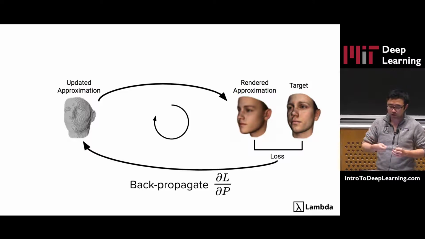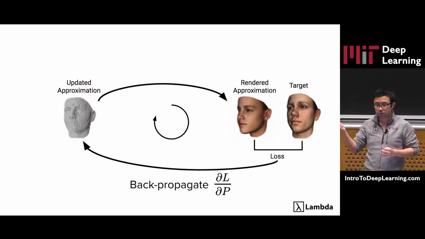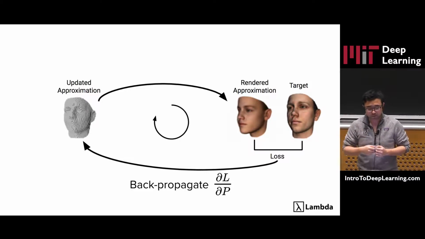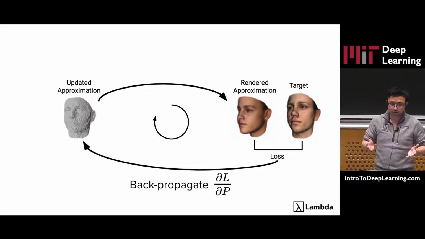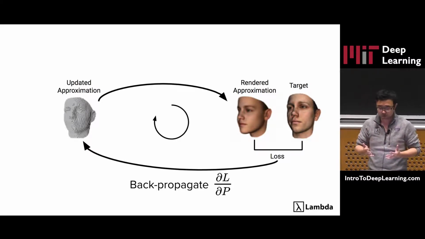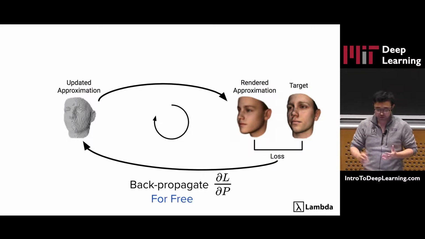And the key point here is the forward rendering process has to be differentiable in order to calculate this backpropagation operation. And this is where we immediately see the value of neural networks, because modern neural networks are designed to be differentiable, designed to perform this backpropagation. So we get the gradient for free.